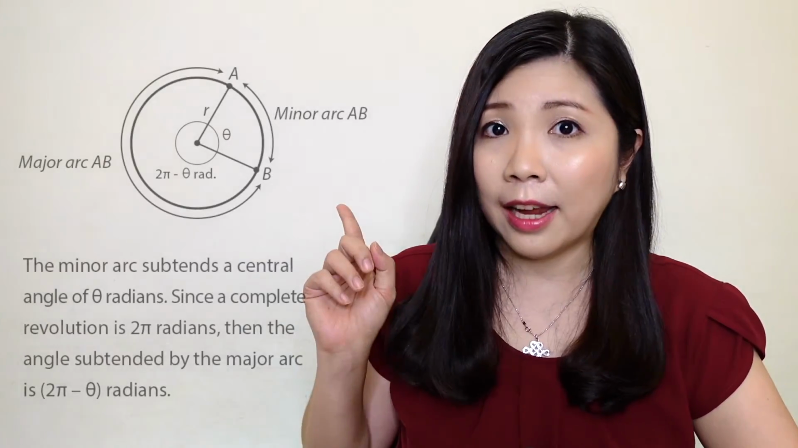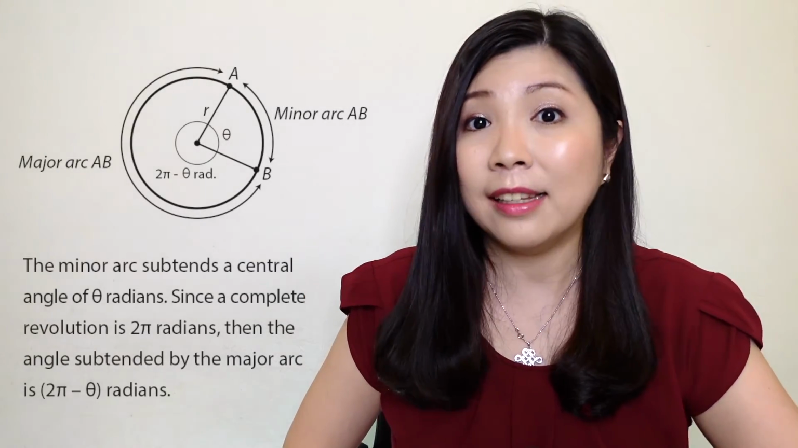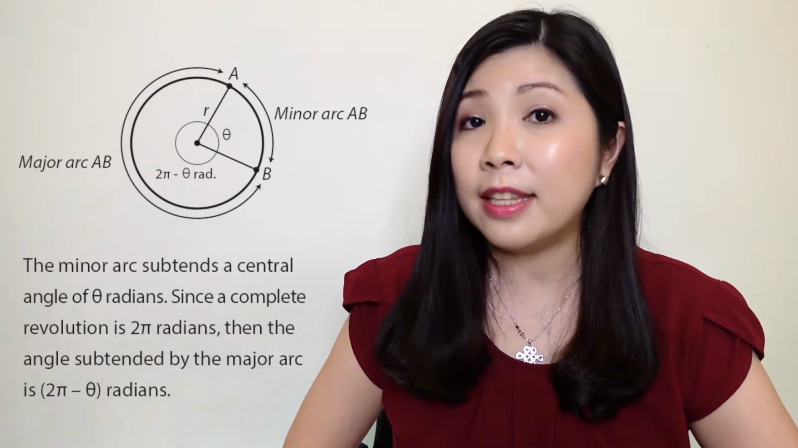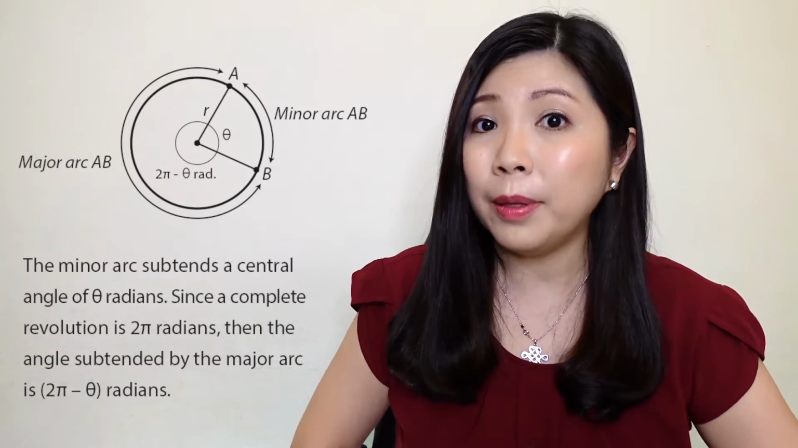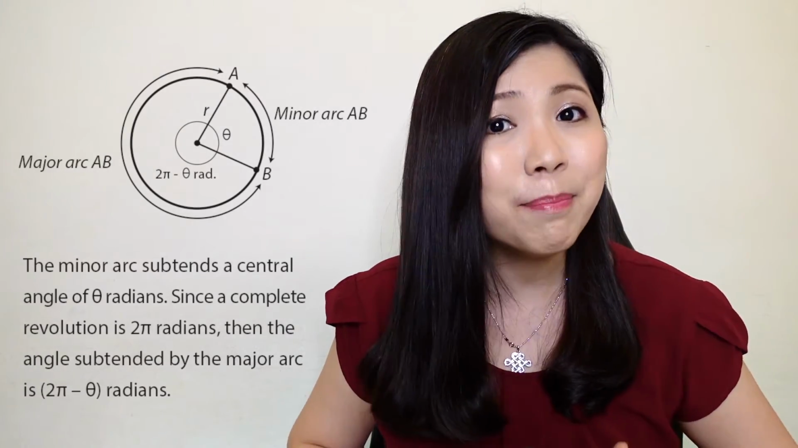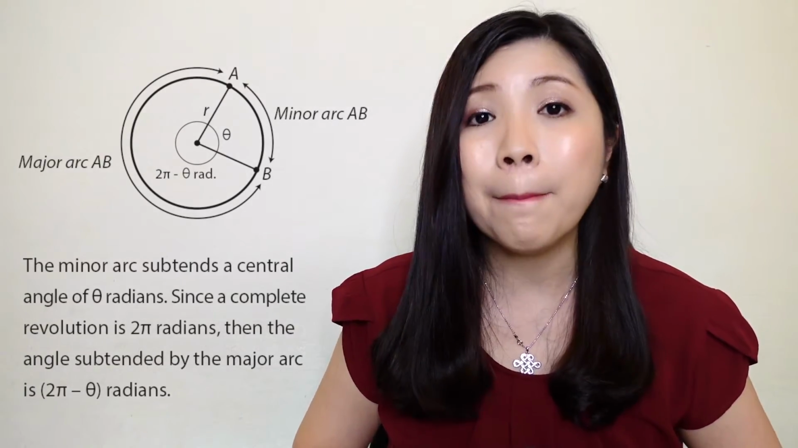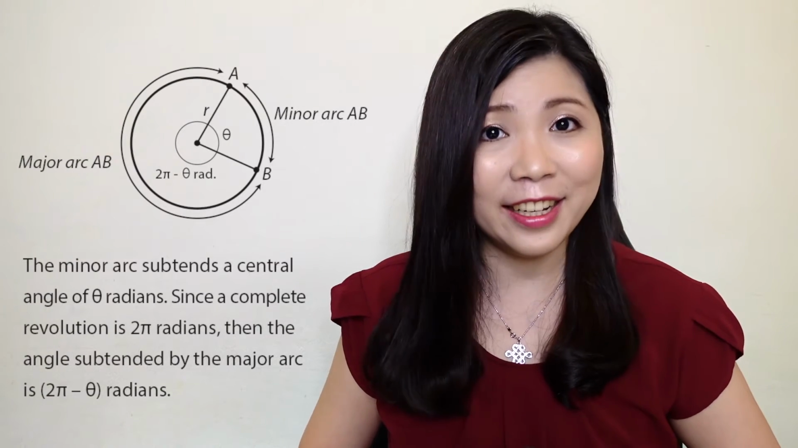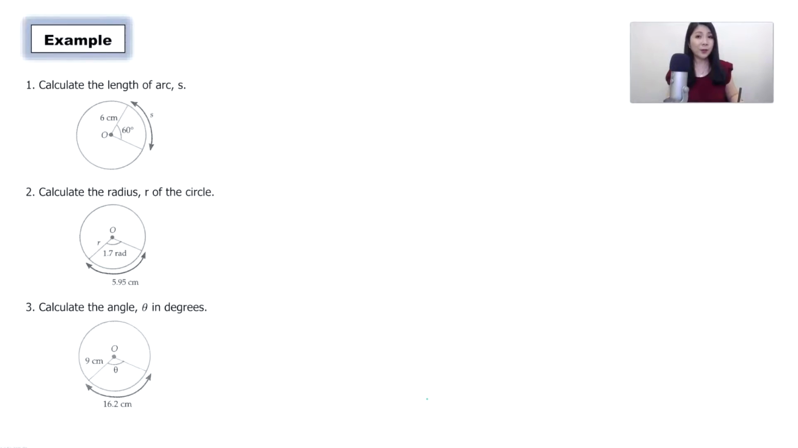And what is minor arc and major arc? Let's look at this diagram. The minor arc subtends at the center an angle of theta radians. Since a complete revolution is 2 pi radians, the angle subtended by the major arc is 2 pi minus theta radians.